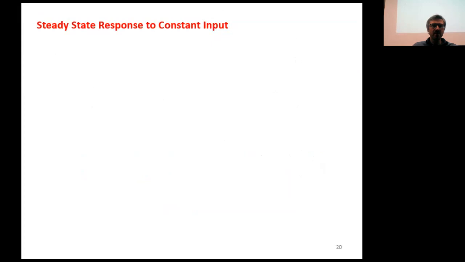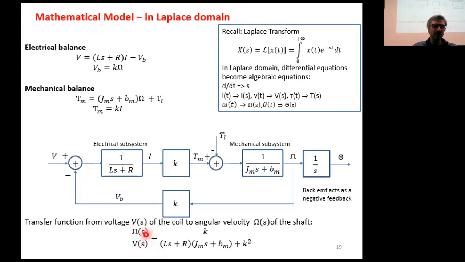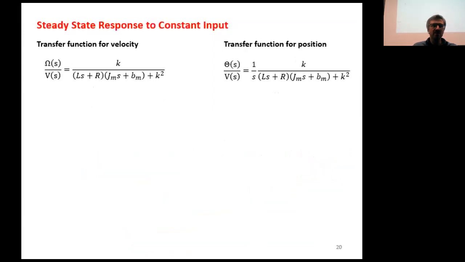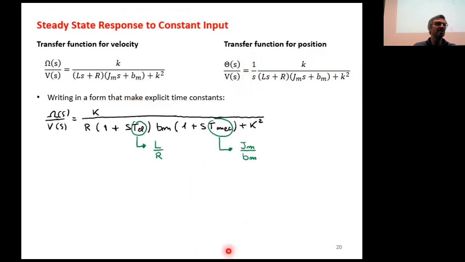So this is the transfer function from the voltage, the relationship between the output that we choose, for example the angular velocity, and the input voltage. But if you select as output the position, we will have 1 over S multiplied by this. So we have the same transfer function times 1 over S. And we can write these transfer functions in a way that makes the time constants explicit. And we will see that if we make the time constants explicit, we can simplify our model.